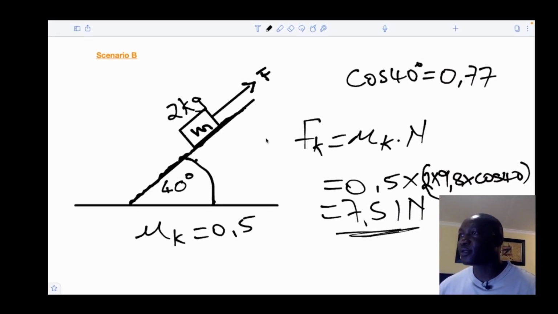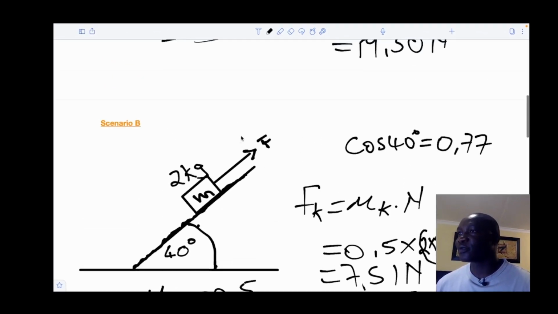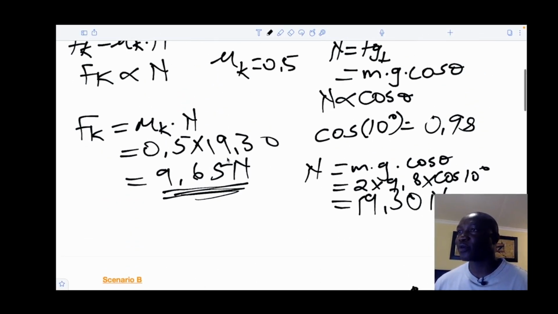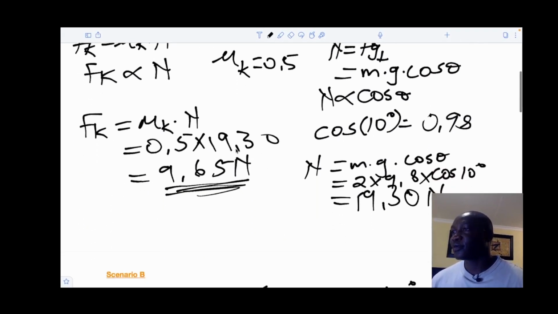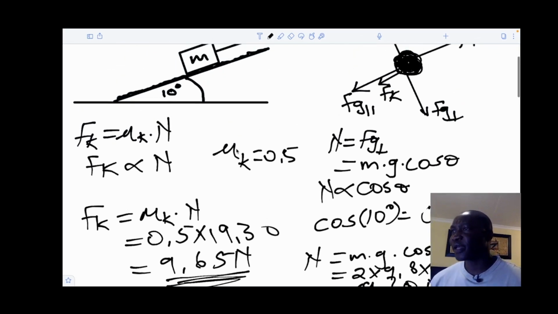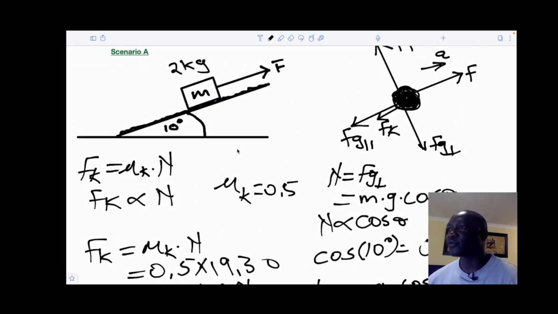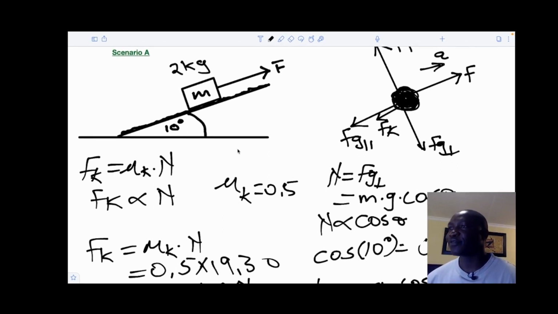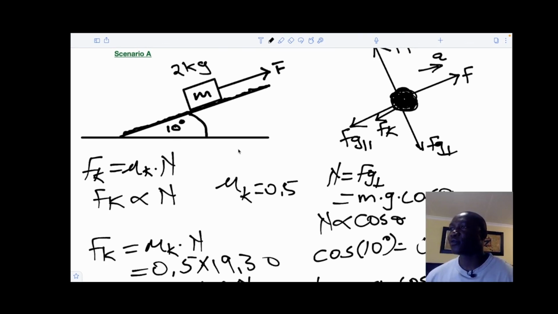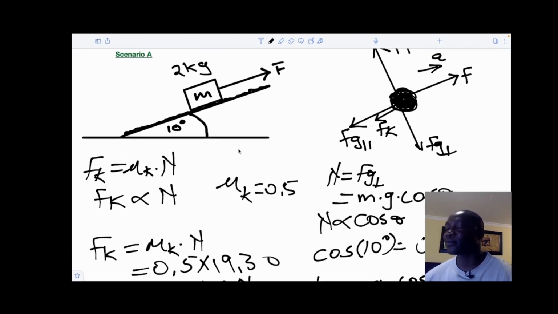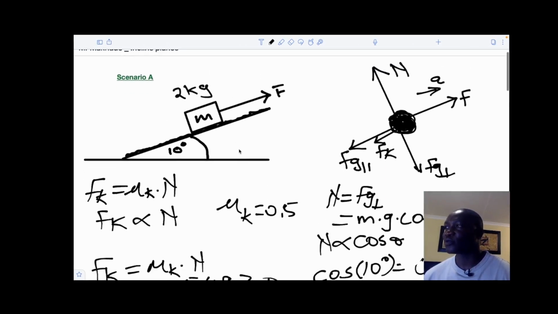So that means it will be much easier to move a block in this situation than to move a block in scenario A. Just remember that changing the angle of incline will change the normal, and that will change the kinetic friction force. However, it will not affect the coefficient of kinetic friction. The coefficient of kinetic friction will only change if the type of material or the surface is changed. That's when it's going to change.